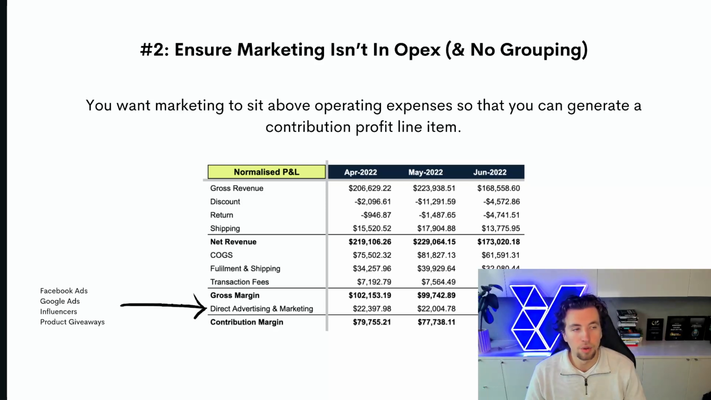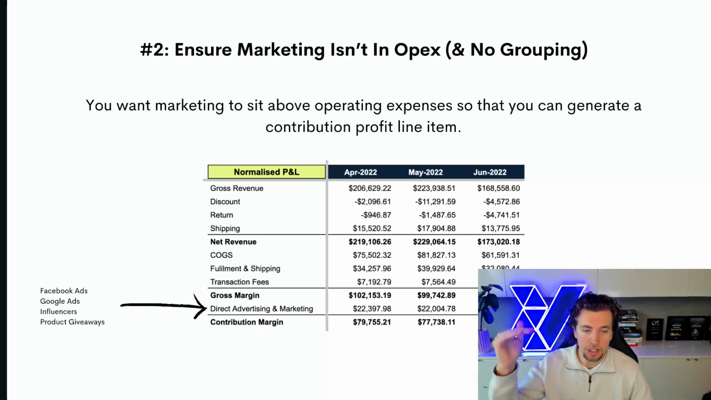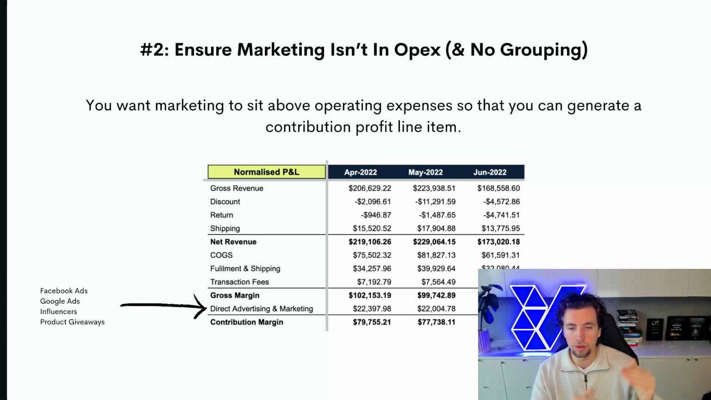You also want to make sure that there is no grouping. And what I mean by this, and there's a mistake in the P&L that I have screenshotted here, is you don't want it to simply say direct advertising and marketing, and that's it. You want this broken down into Facebook ads, Google ads, influencers, product giveaways, and any other related expense for advertising and marketing so that you can derive further insights into what exact line item pushed through into further demand generation at the top of the P&L or worsened bottom line profit.